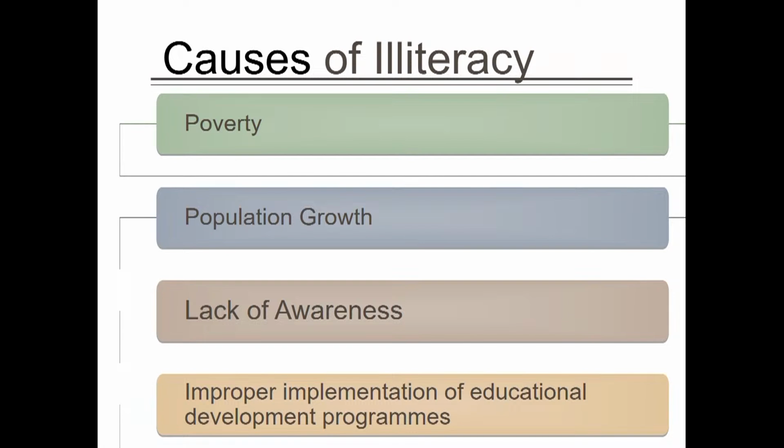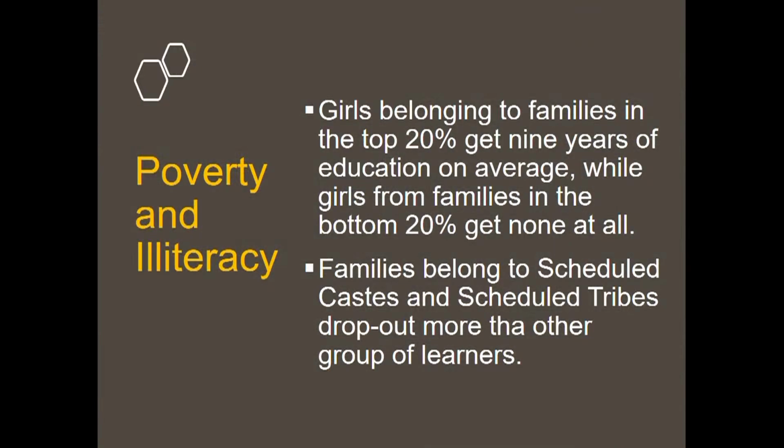What are the causes of illiteracy? One is poverty, one is population growth, lack of awareness, and improper implementation of education policy and programs. If the poverty rate is higher in the family, the family is less likely to send their child to school. The statistics reveal that girls belonging to families in the top 20% get nine years of education on average, while girls from families in the bottom 20% get none at all.